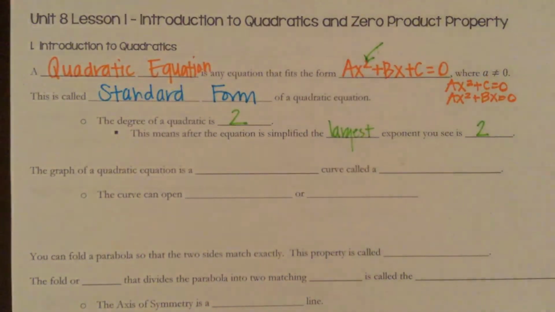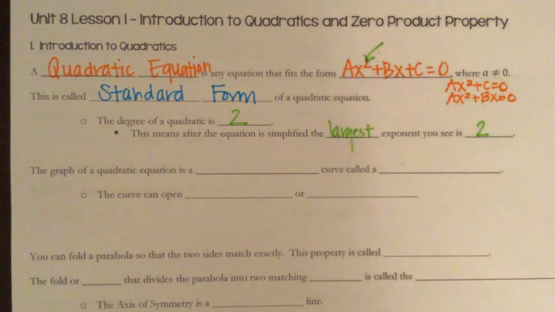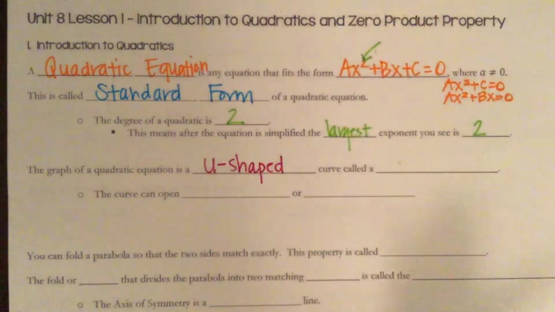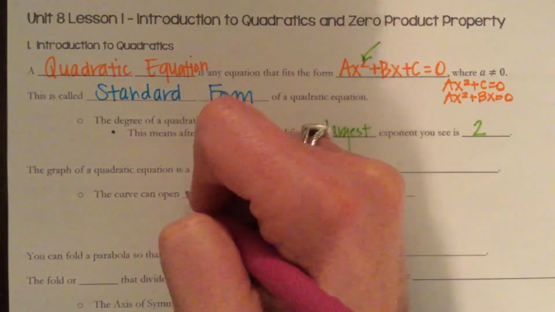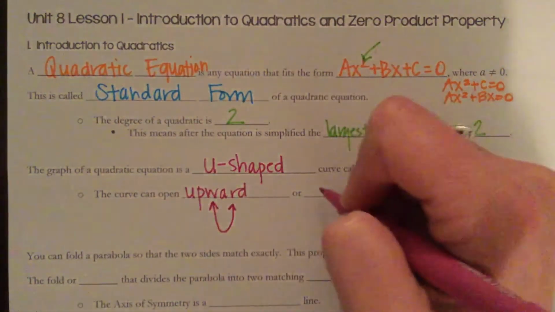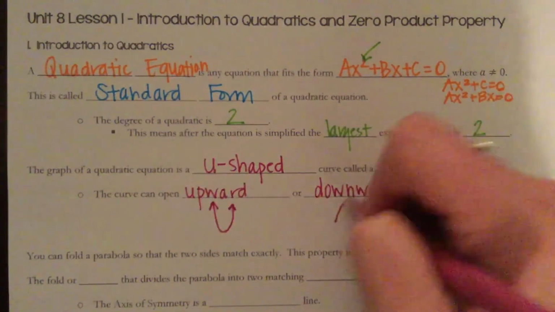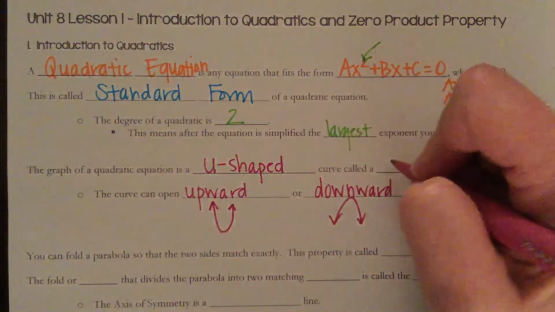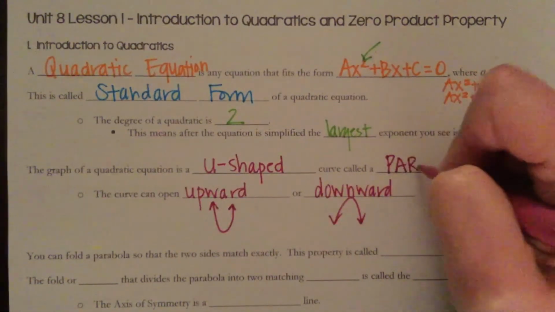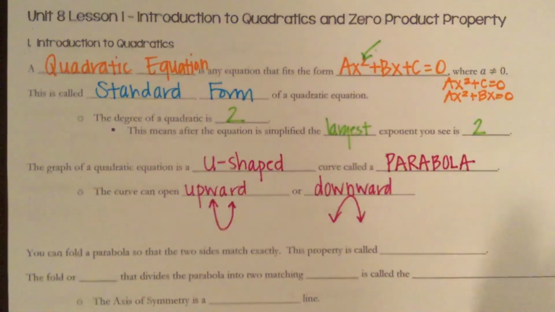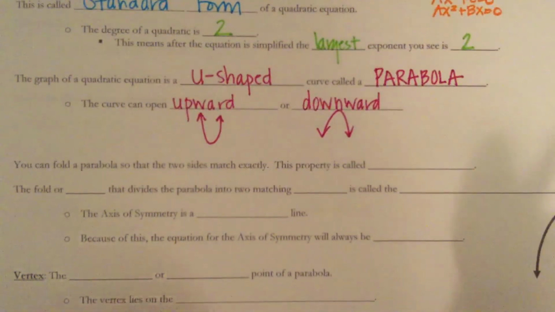Okay. The graph of a quadratic equation is no longer a straight line like we studied with linear functions. The graph of a quadratic equation is a U-shaped curve. Right? That U-shaped curve can open upward and look like this, or the U-shaped curve can open downward and look like this. Right? Either way, that U-shaped curve is going to be called a parabola. P-A-R-A-B-O-L-A. Parabola.